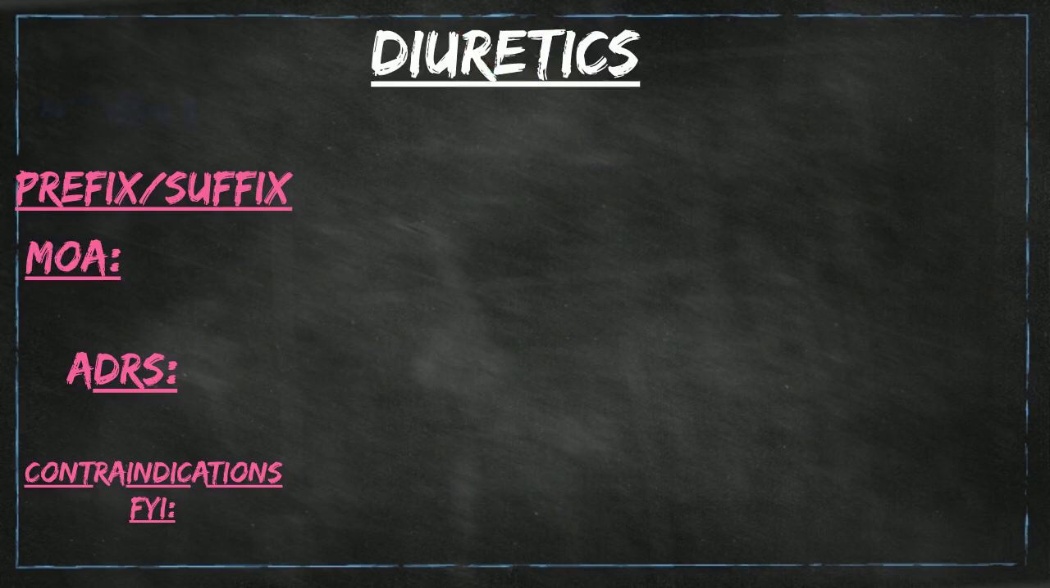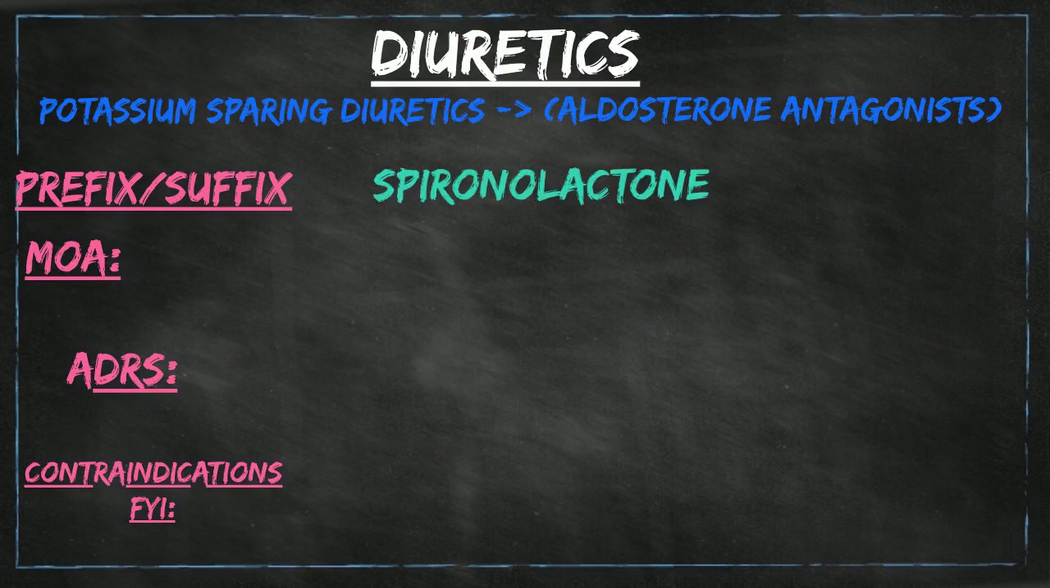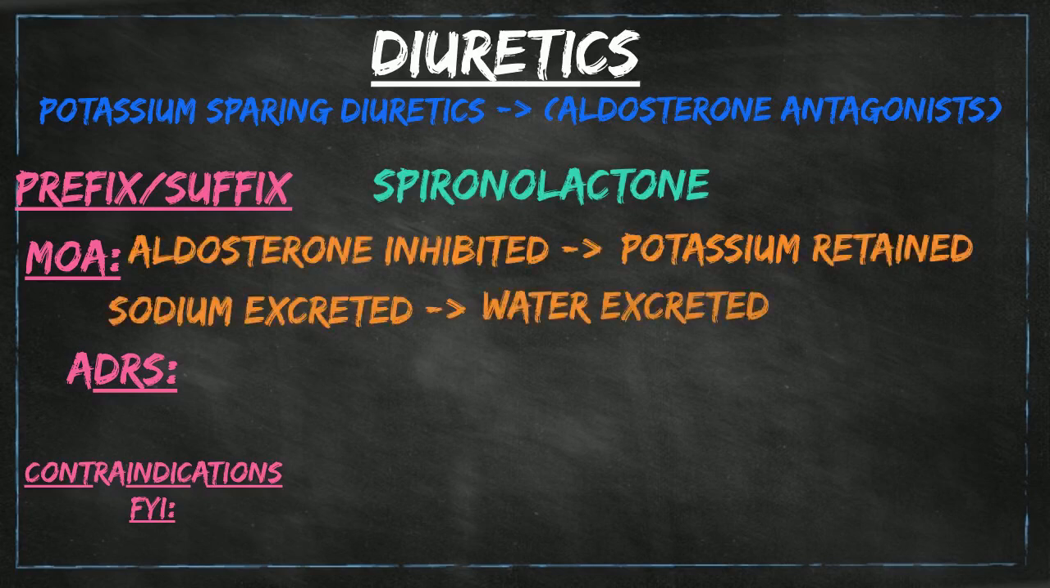Next are the potassium-sparing diuretics, otherwise known as aldosterone antagonists. The most common drug in this category is spironolactone. This diuretic category works by inhibiting aldosterone, leading to sodium loss in the nephron, causing water to follow and be excreted.